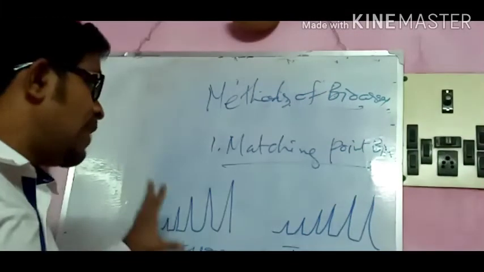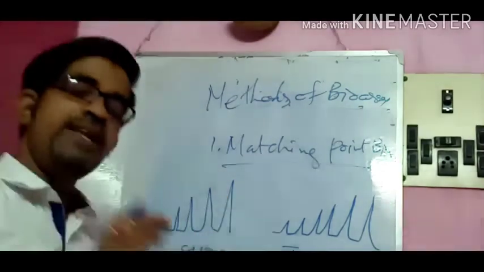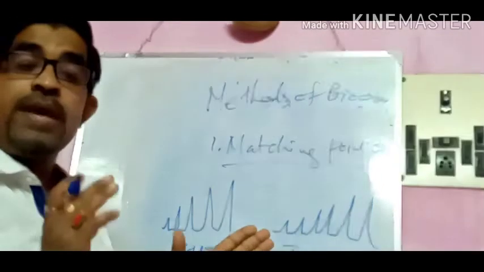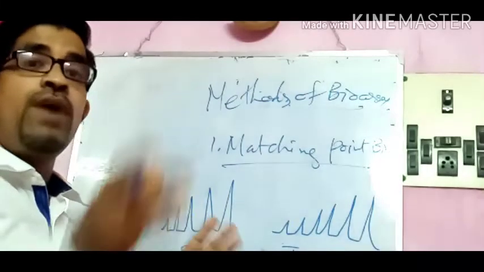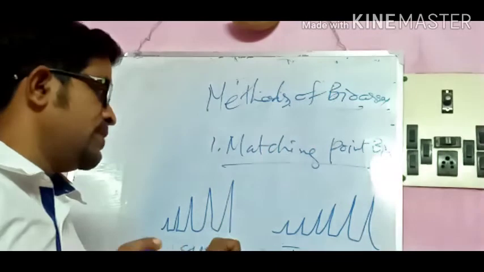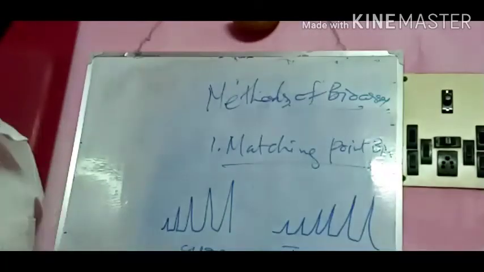That's why nowadays we are avoiding this technique. Matching point bioassay means one DRC of standard, one DRC of test. Compare their responses. Which response can overlap the standard one? So this is the matching. Exactly, precision is poor. That's why we are avoiding it.